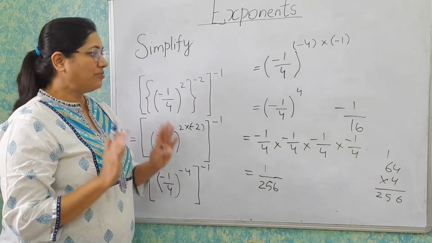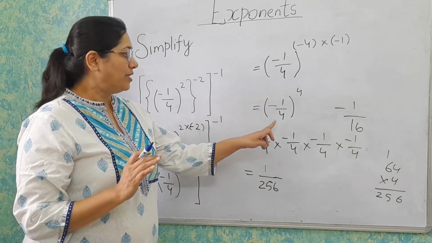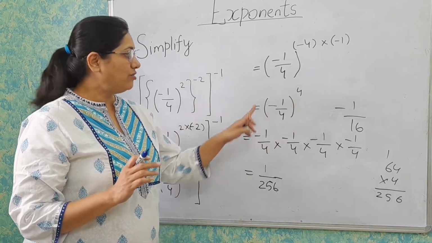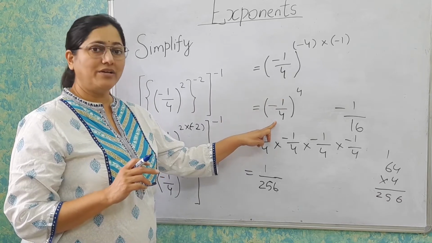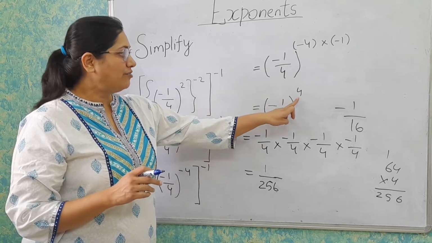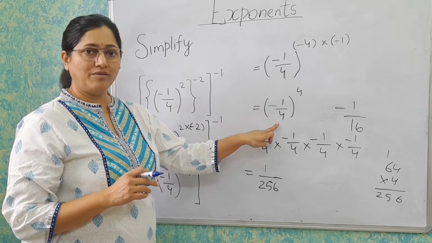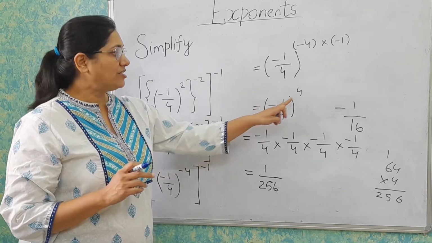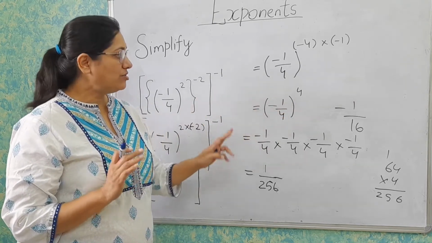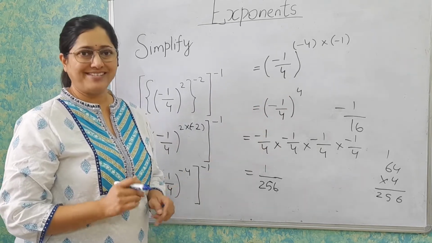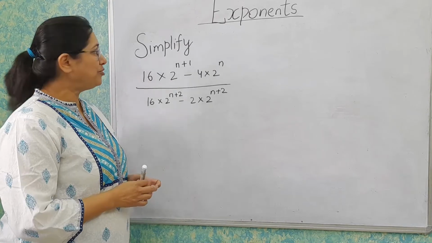So always remember that you don't have to multiply the base with exponent. Exponent shows that you are multiplying the same number for how many times. If exponent is 3, it shows that you are multiplying this particular number for 3 times. If exponent is 5, it shows that you are multiplying this particular number for 5 times. That's it. Let's take one more question.